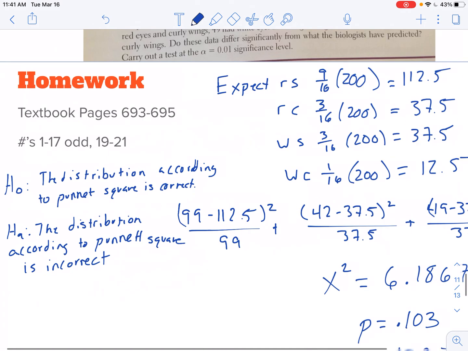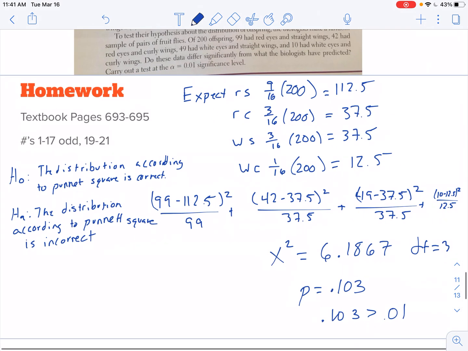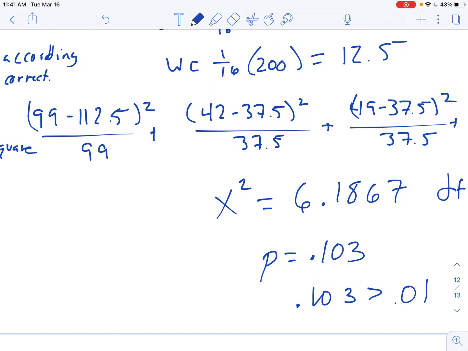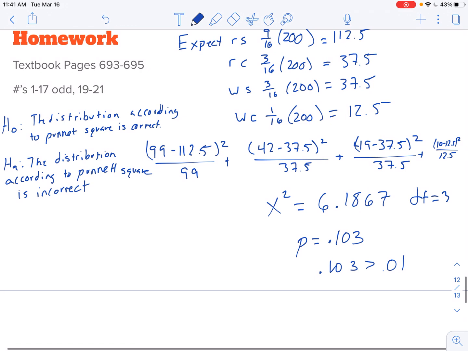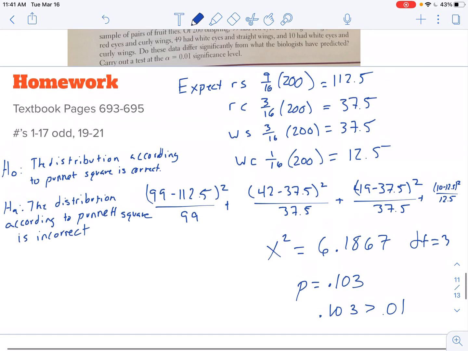So now I know that because my significance level was 0.01 and my p-value of 0.103 is greater than 0.01, I fail to reject the null hypothesis. I don't have enough evidence here to suggest any differently. This does not necessarily mean that the distribution is perfectly related to the Punnett square, and that the Punnett square has the correct distribution. I just don't have enough evidence in this case to negate that claim. I fail to reject the null hypothesis.